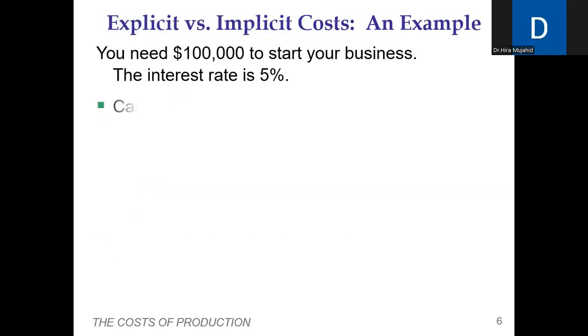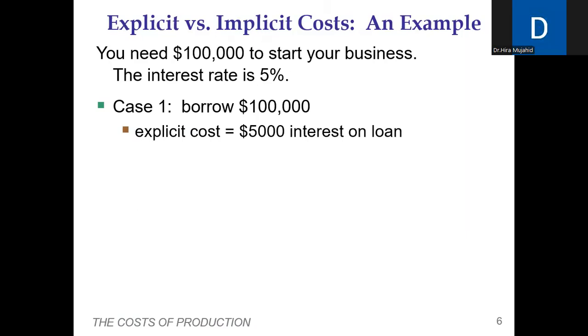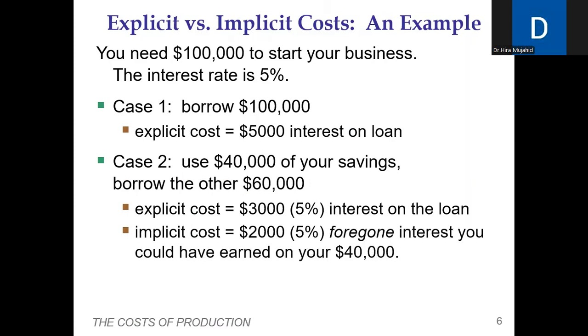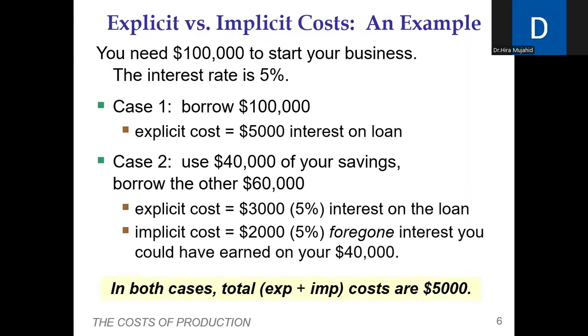See, to understand more about the implicit cost, we discussed the case study where we have discussed case number one, case number two, where in case number one you borrow all the amount of the money from the bank, on which you have to pay the interest. Or in case number two, you use some of the savings and some money you borrow, and we will see how these costs are divided, right? We've discussed in the class in detail.